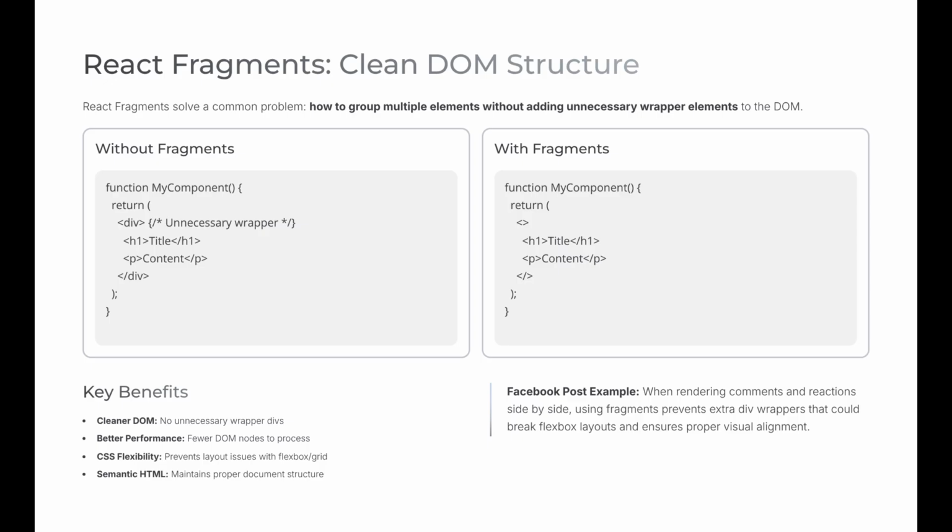But those extra divs clutter the page, make the DOM heavier, and can even break layouts built with Flexbox or Grid. Fragments fix this problem. They let you group multiple elements together without adding unnecessary nodes. You can use the full React fragment tag or the shorthand version that looks like empty angle brackets. Both work the same, but the full version can also accept a key prop when rendering lists.